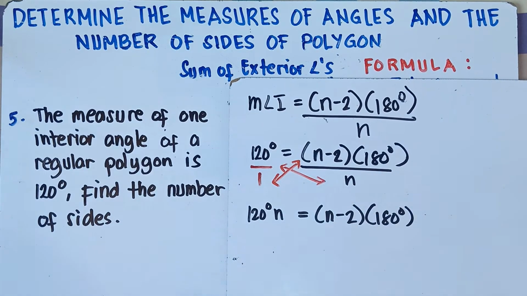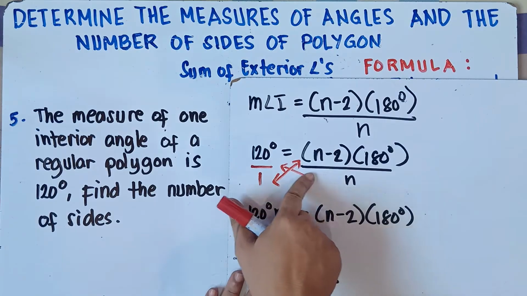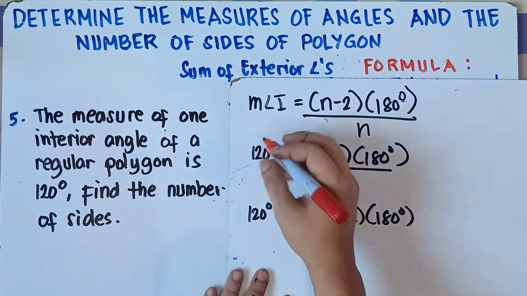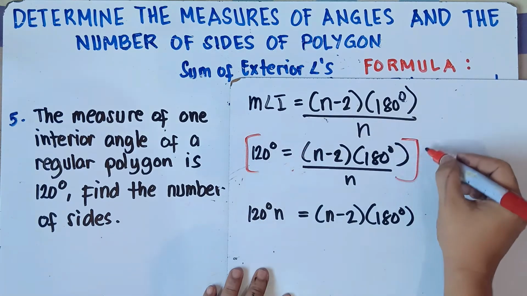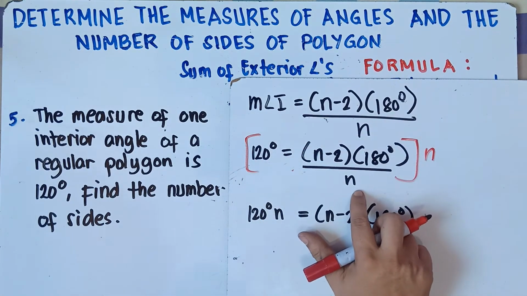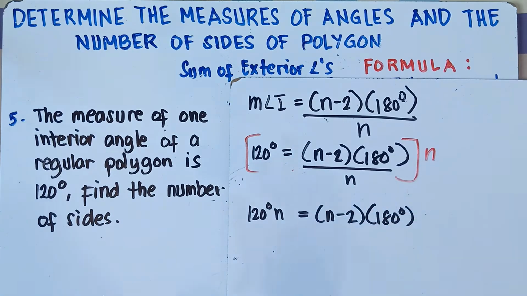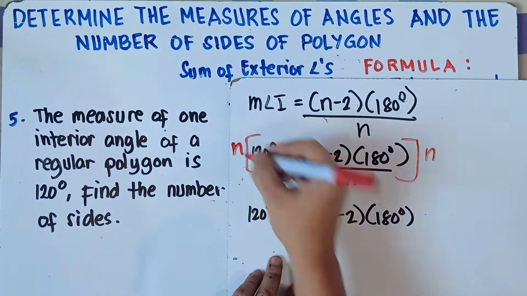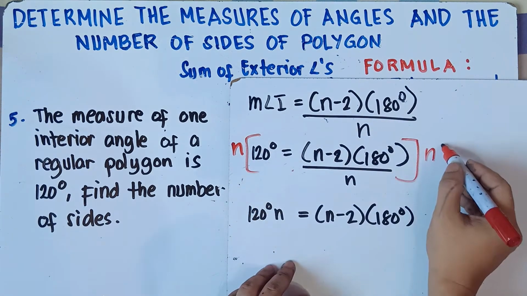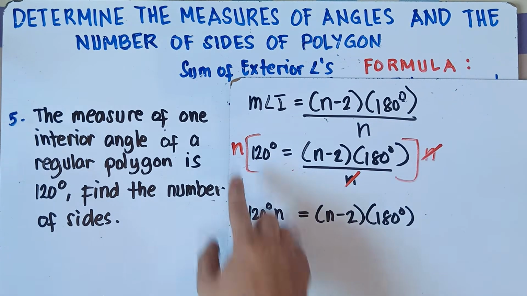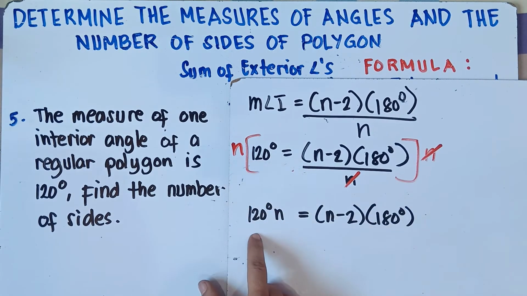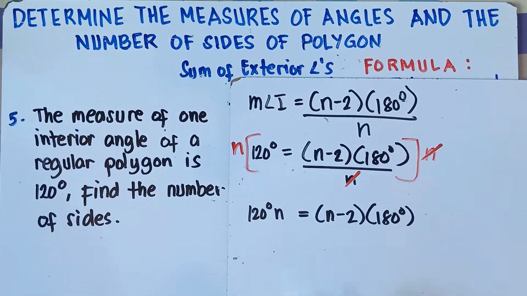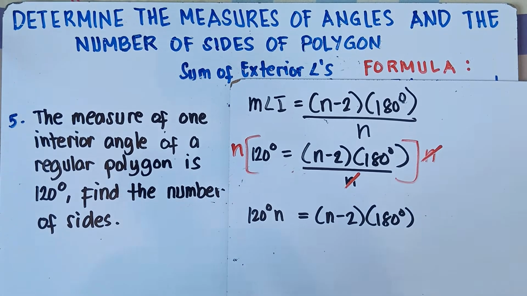And then the second solution, class. I will give you a second solution for you to choose which you prefer. You can simply multiply both sides by n to eliminate this denominator, because it will be confusing if you're dealing with fractions. Using the multiplication property of equality, we can cancel this out. So n times 120 degrees is 120 degrees n. Then we cancel n, therefore simply copy the equation. You will have the same answer, class. It's up to you which you prefer.